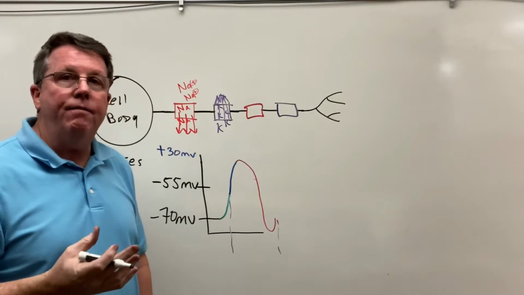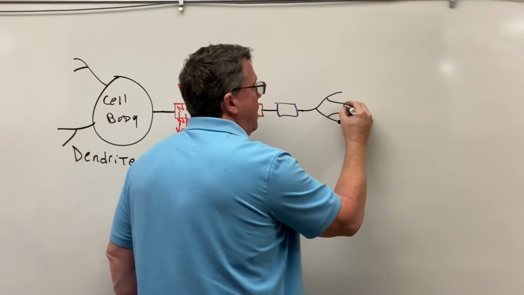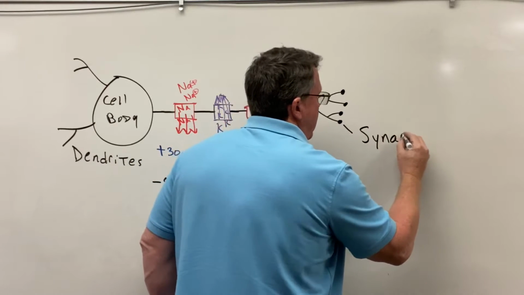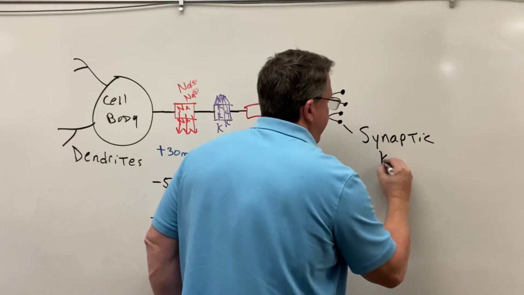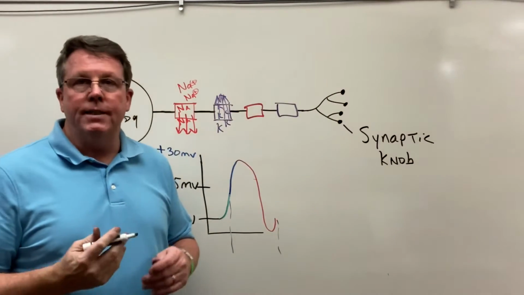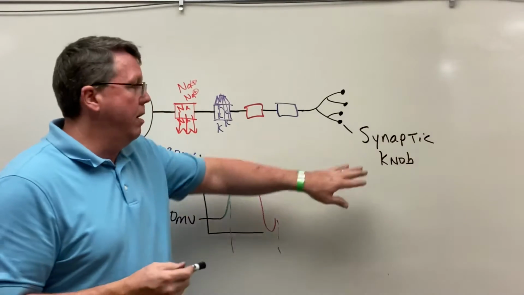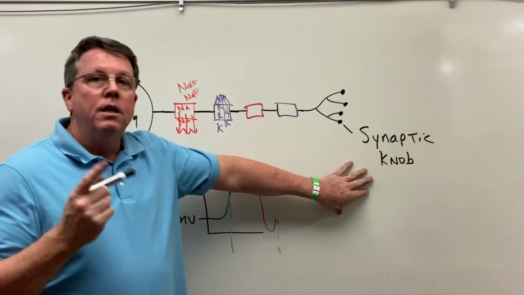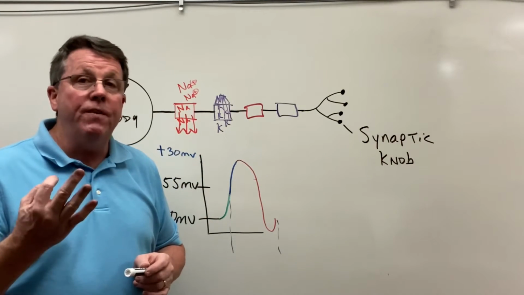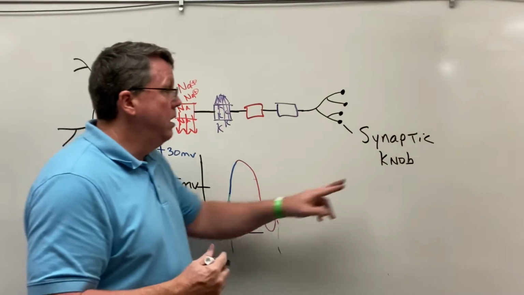And at the end of the axon, you have enlargements called the synaptic knob. Now, different books call these different things. I've seen it called the presynaptic terminal. I've seen it called the synaptic bulb. I'm going to call it the synaptic knob. The synaptic knob is going to form a connection with three different things. It'll only do one of three different things.